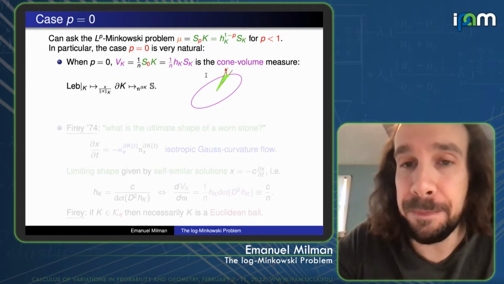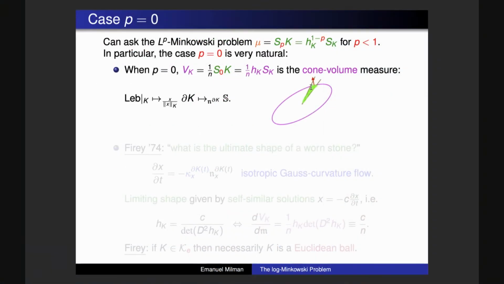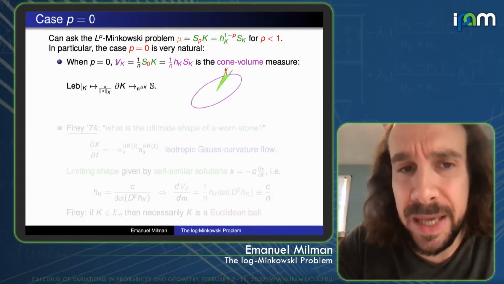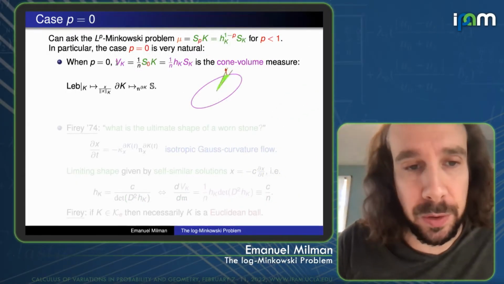How is this measure obtained? So instead of taking the n-1 surface area element on the boundary of K and using the Gauss map to push forward onto the sphere, what you do is you take this volume element, but now you take a look at the n-dimensional infinitesimal cone, which is spanned by this element together with the origin. Okay, and now you take this and push that onto the unit sphere. So in particular, what you will see is that you get a measure whose total mass is equal to the volume of K, not to the surface area of K, as we had before. So really, this measure is very natural and really appears in many applications. So that's one reason to like the case P equals 0.